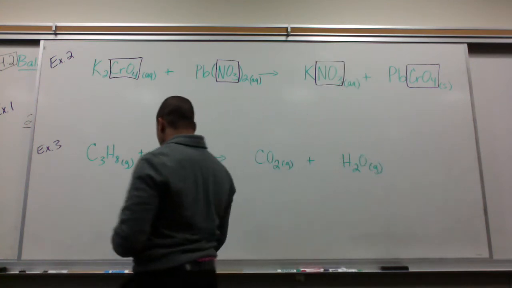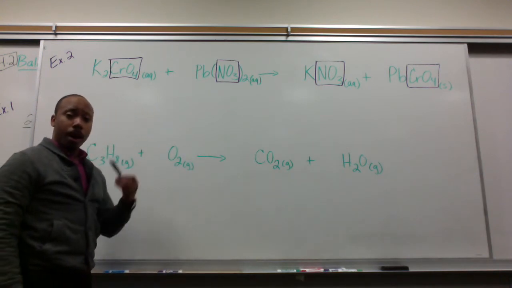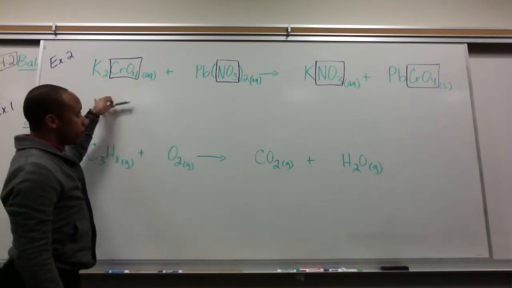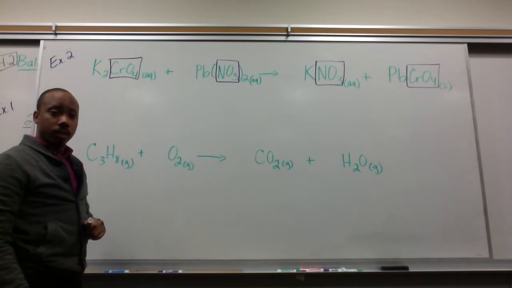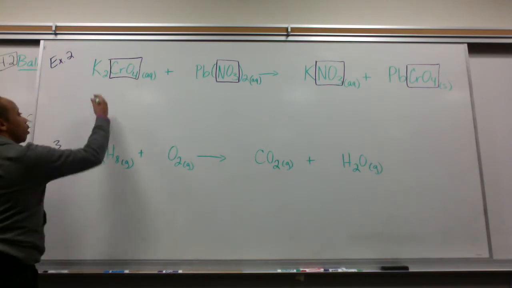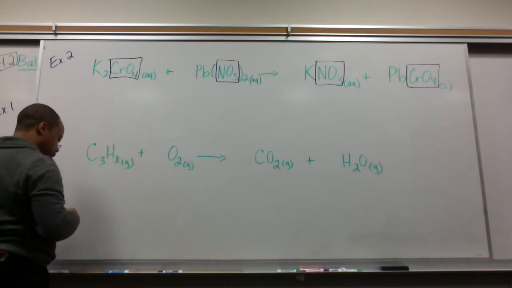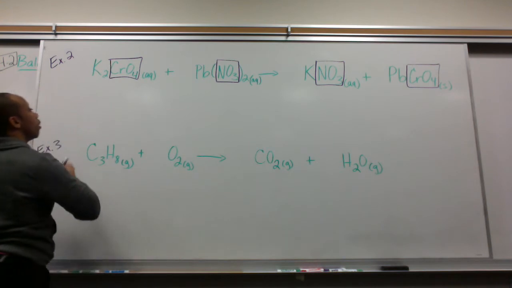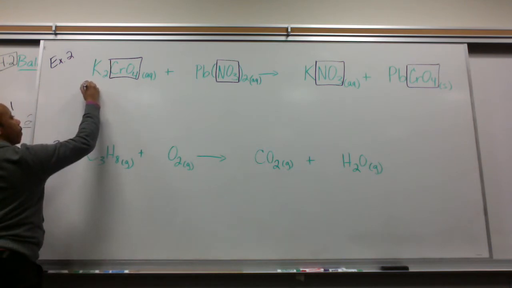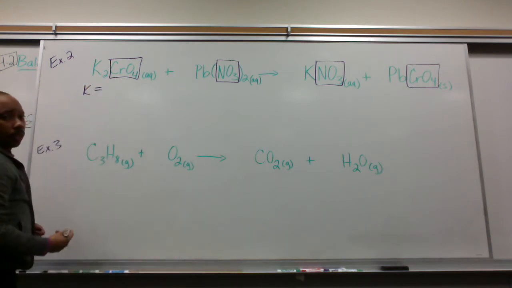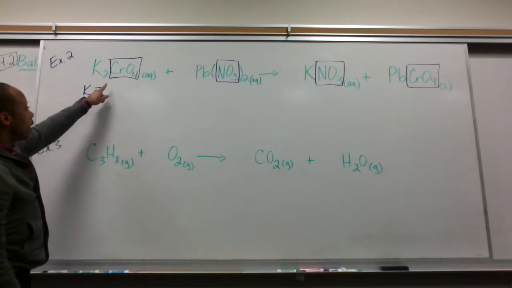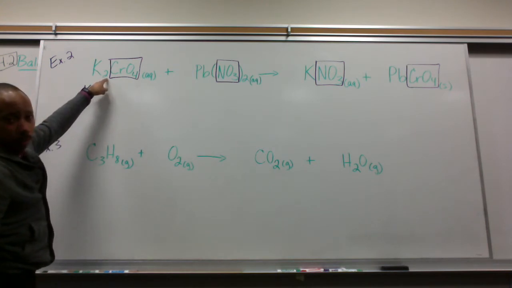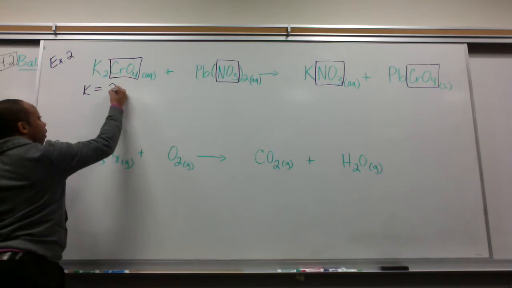Now, just like any other balancing problem, I'm going to list what I'm going to need to balance. List my atoms. So, first thing is this marker. I have my potassium atom. How many potassiums do I have on this side of the equation? I have a subscript 2, so I have 2 atoms.